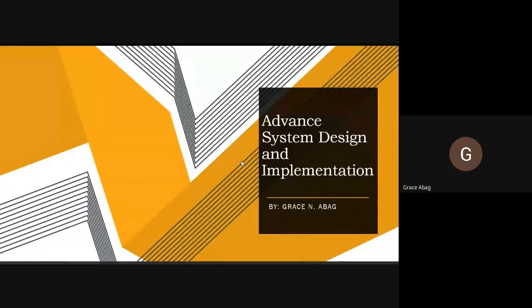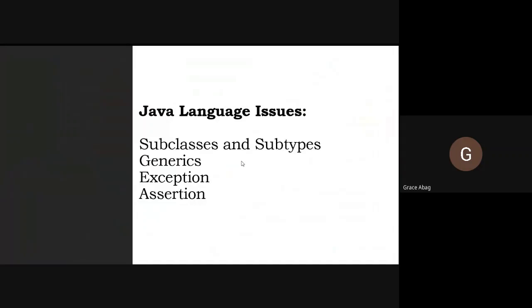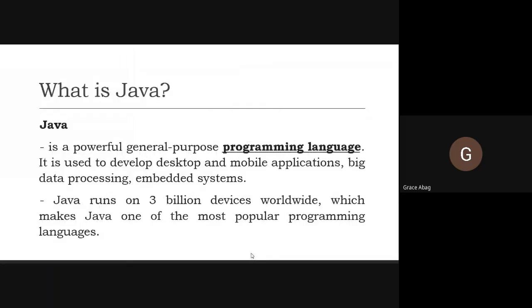Good morning, classmates. So I'm going to report, this is about Java language issues, such as the subclasses and subtypes, generics, exception, and assertion. So first, let me define what is Java. Java is a powerful general purpose programming language. It is used to develop desktop and mobile applications, big data processing, embedded systems. So we all know that Java is the most popular programming language, right?